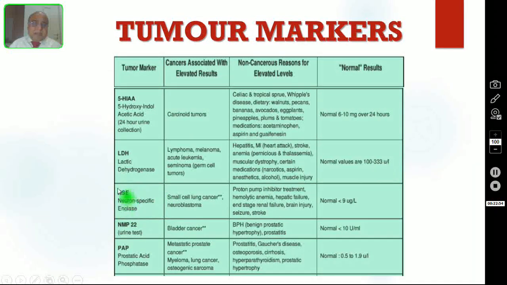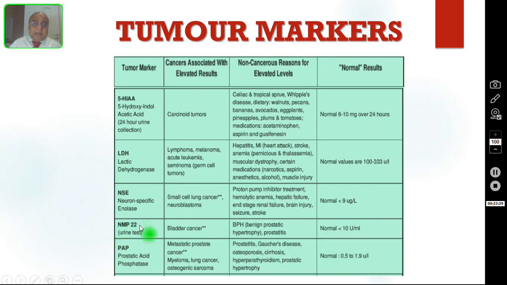The next tumor marker is NSE or neuron specific enolase. So this is elevated in small cell lung cancer and neuroblastoma. In non-cancerous conditions like proton pump inhibitor treatment, hemolytic anemia, hepatic failure, end-stage renal disease, brain injury, seizure and stroke, all these are non-cancerous conditions in which the NSE will be elevated. The normal value is always less than 9 microgram per liter.